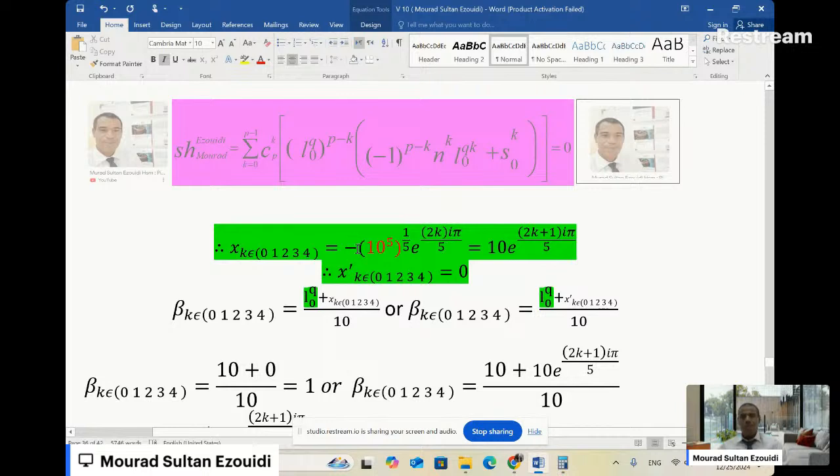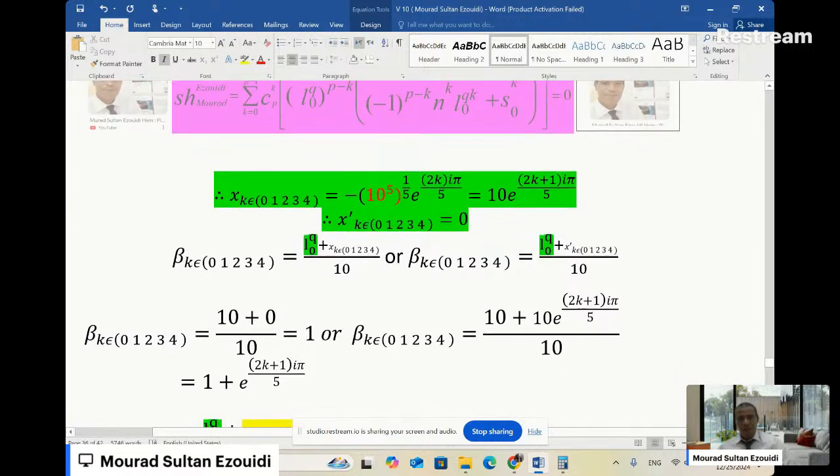Now we add exponential I pi divided by 5. So it will become like that, because 10 raised to the power 5 raised to the power 5 is equal to 10 raised to the power 1 minus 10 exponential 2k plus 1 I pi over 5. Now, these are the x dash subscript k from 0 to 4 is equal to 0, because x raised to the power 5 is equal to 0, therefore x subscript k is equal to 0. Okay, these are the x roots of my 10th degree equation.